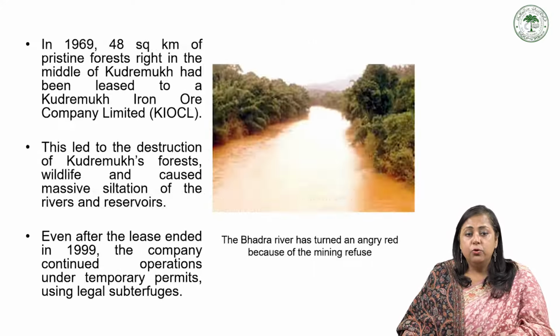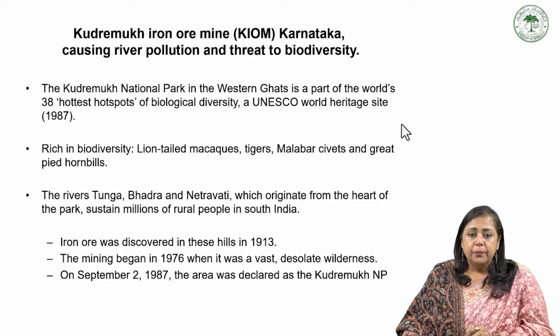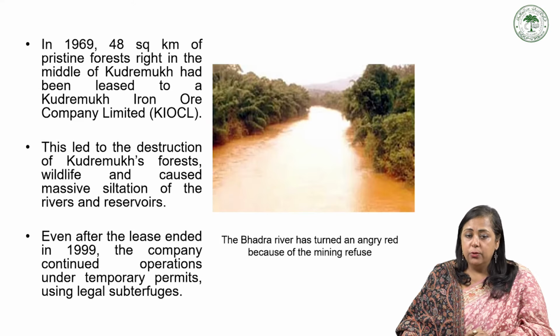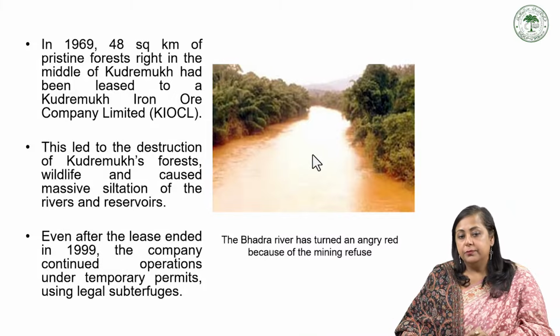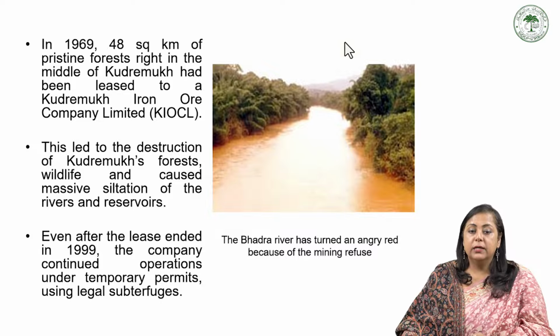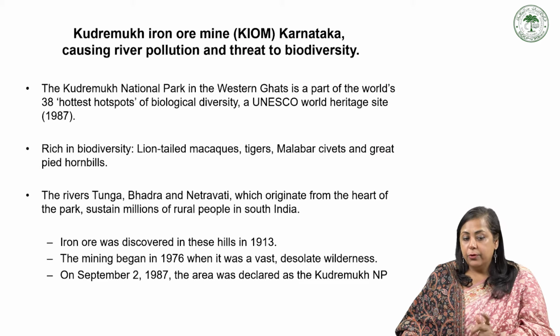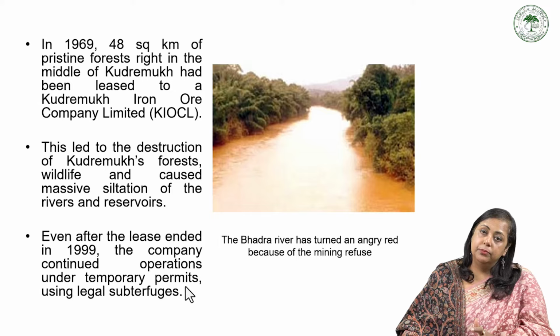But now there is too much pollution from this mining. The water is getting polluted, and because of the iron ore, we can see from this picture that the river is highly polluted. It is all red, and the picture has been taken from the newspaper. The Bhadra river has turned an angry red because of the mining refuse. In 1976 the mining operation was going on. In 1987, the area was declared as a national park.